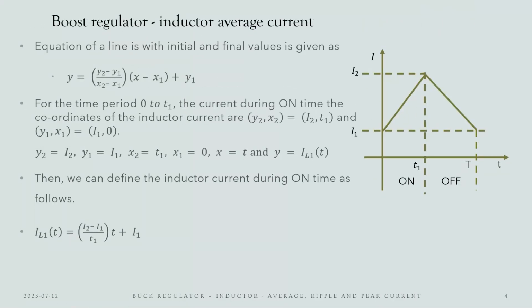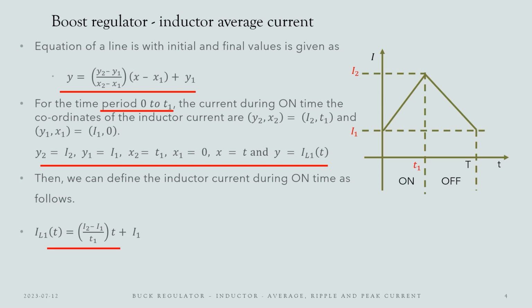We know the equation of a straight line with initial and final values. For the time period 0 to t1, the coordinates of the current are y2, x2 equal to I2, t1, and y1, x1 equal to I1, 0. This means y2 is equal to I2, y1 is equal to I1, x2 is equal to t1, x1 is equal to 0, x is equal to t, and y is equal to IL1 of t. Then, for on time, inductor current can be written as I2 minus I1 divided by t1 into t plus I1.